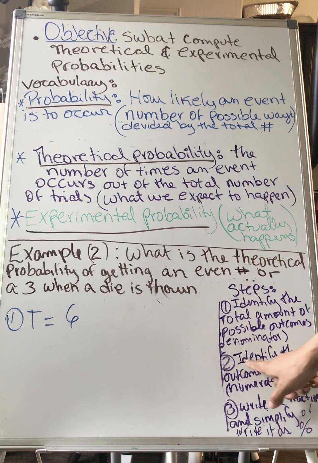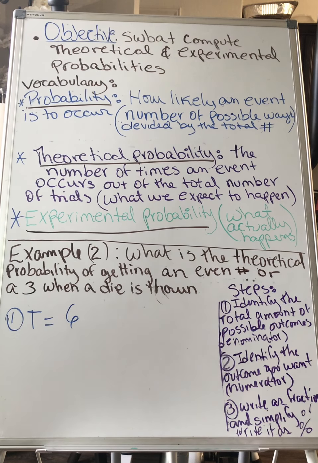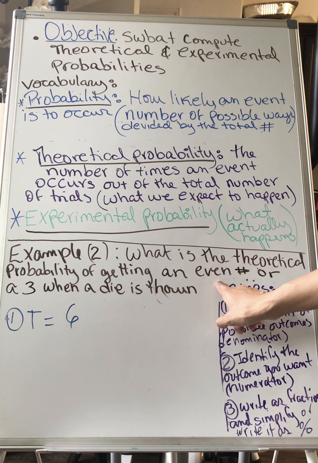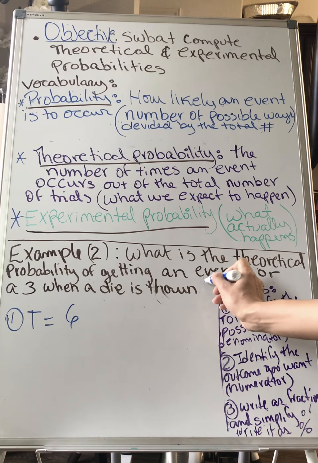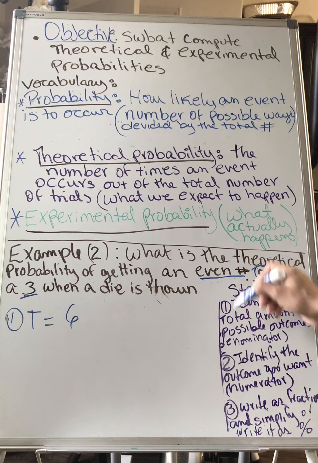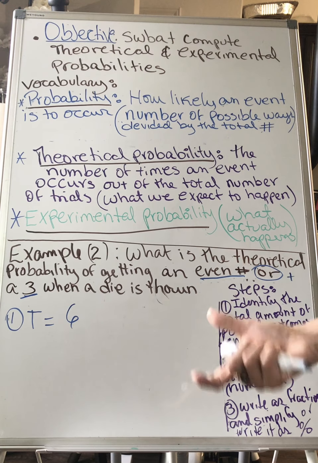Now for my second step, I'm going to identify the outcome that I want. On the first problem, I only wanted one outcome. I just wanted tail out of a total. But here I want 2 things. I want an even number or a 3. So an even number or a 3. And in math, or, very important, or means you're going to add. Okay? So you're going to add them.